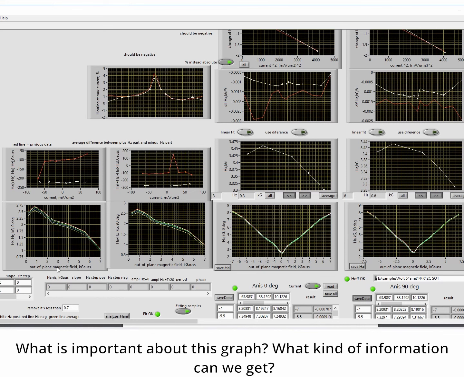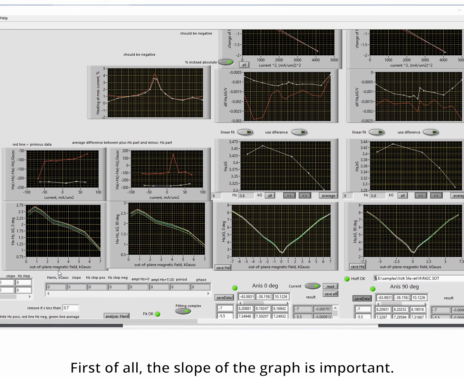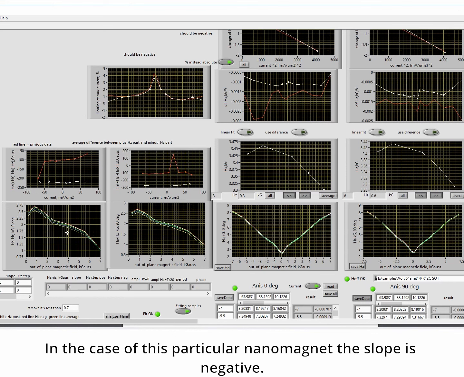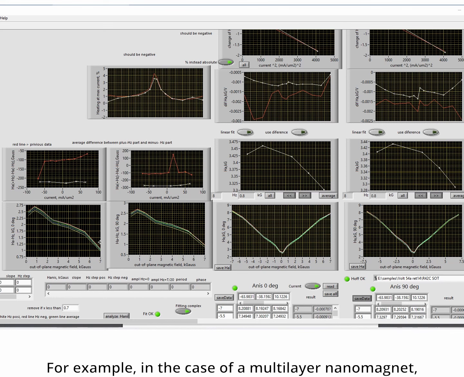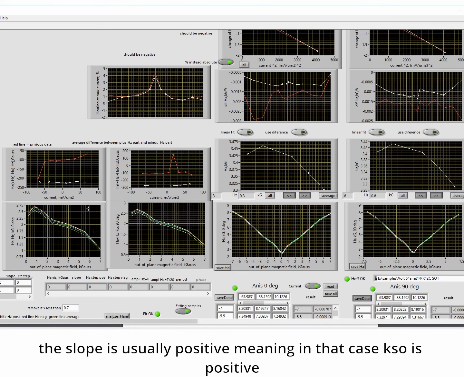What is important about this graph? What kind of information can we get? First of all, the slope of the graph is important. In the case of this particular nanomagnet, the slope is negative, meaning that the coefficient of spin-orbit interaction is negative. For example, in the case of a multilayer nanomagnet, the slope is usually positive, meaning in that case the coefficient of spin-orbit interaction is positive.